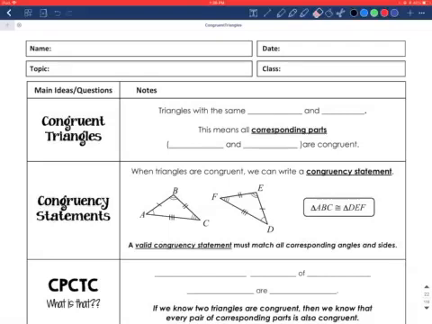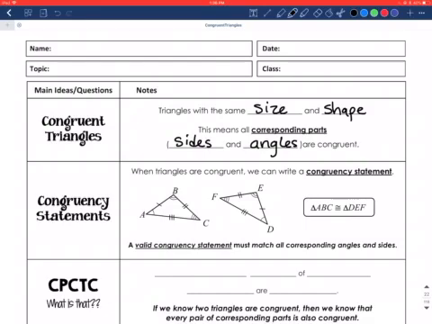All right, so congruent triangles. What we have here are triangles that have the same size and shape. If things are congruent, they have the same size and shape. And this means that all the corresponding parts, in other words, the parts of a triangle, which would be the sides and the angles, are congruent.